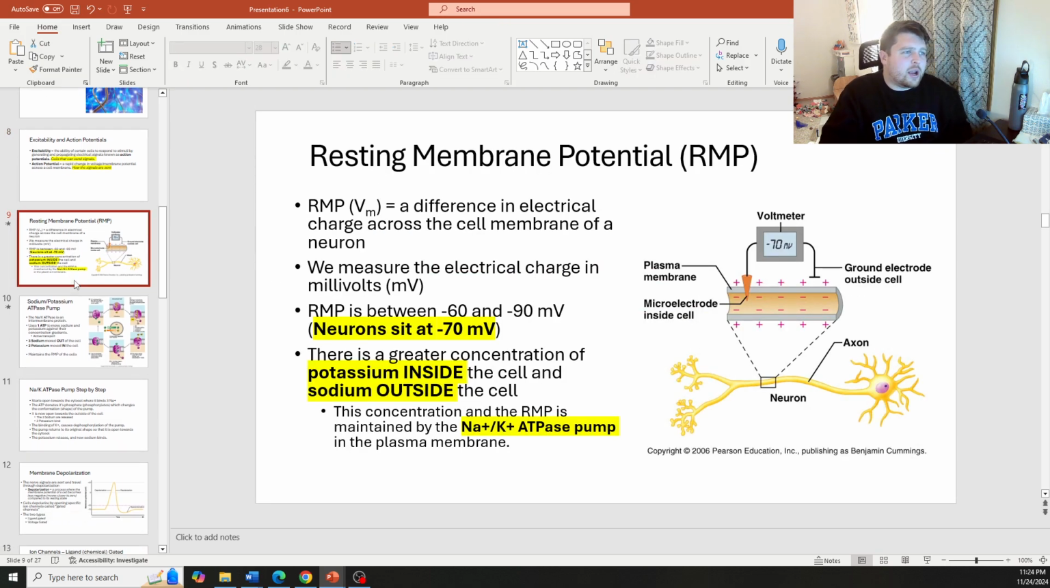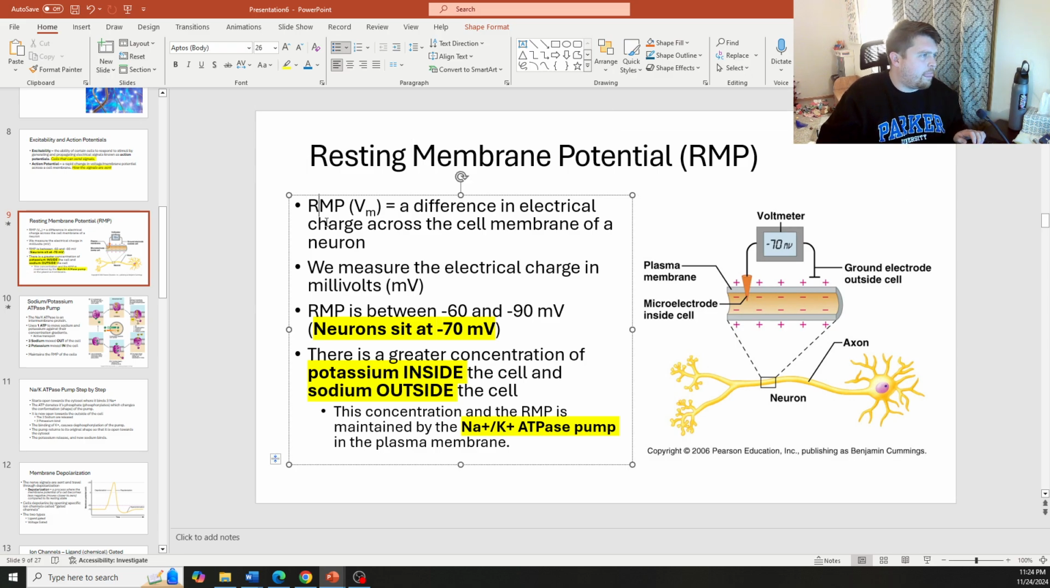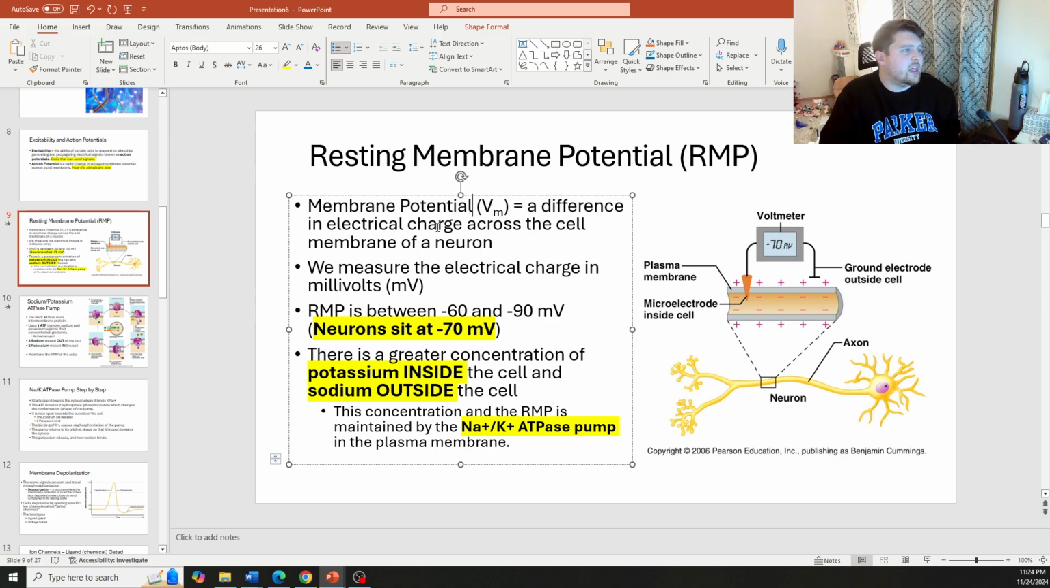So membrane potential, specifically resting membrane potential, is a difference in electrical charge across the cell membrane of a neuron.